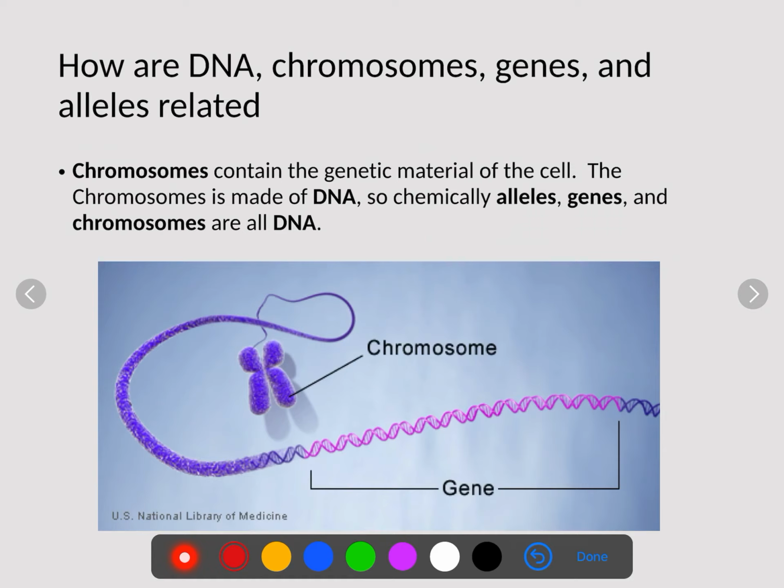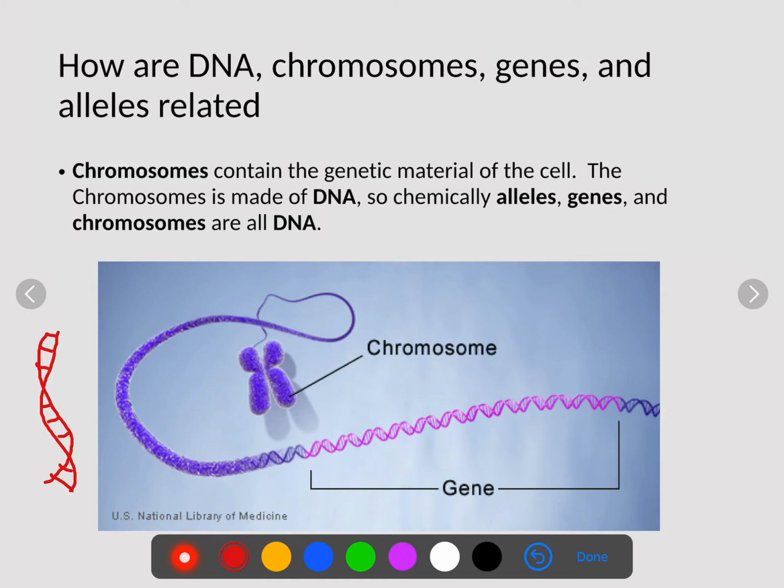So chromosomes contain the genetic material of the cell, these condensed versions. When they're uncondensed, those chromosomes are made of segments of DNA. Now remember, DNA is referred to as a double helix, which means it's almost like a twisted spiral staircase. It's made of two strands linked together, and those nucleotides, which determine our code, are what link them together. So chemically speaking, alleles, which are versions of the gene, and genes and chromosomes are all made of DNA. In other words, DNA is the entire genetic information. Chromosomes are when it's condensed DNA.